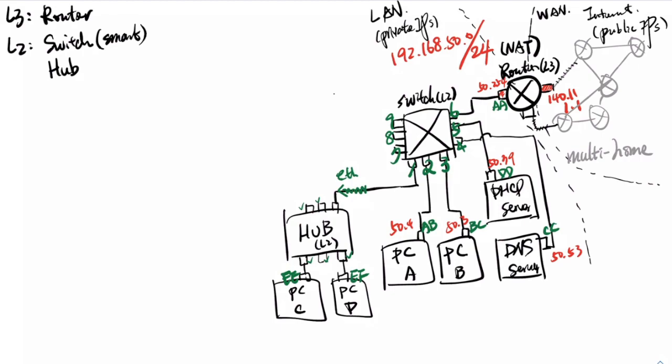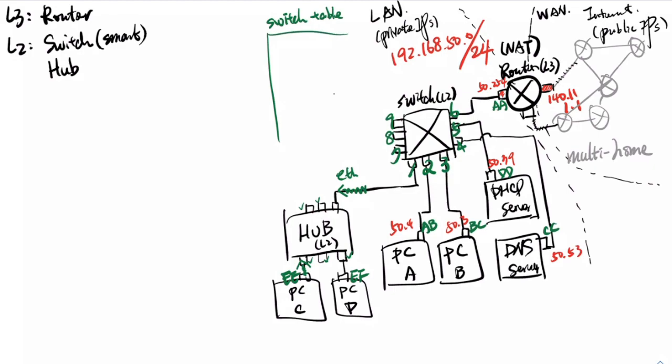Again, if PCC sends a frame out in this direction, the hub will broadcast this frame to all the other 5 ports. That is the definition of a hub, because it does broadcasting. But the smart switch is a little bit different. It has a switch table.